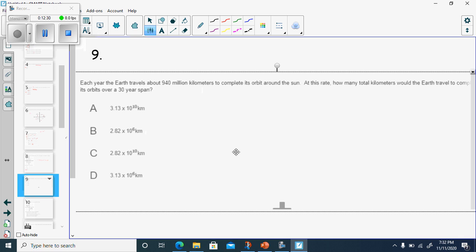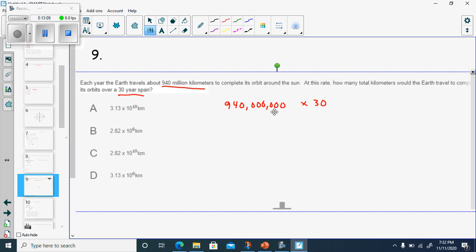Each year, the Earth travels about 940 million kilometers to complete its orbit around the sun. At this rate, how many total kilometers would the Earth travel to complete its orbit over a 30-year span? 940 million kilometers in 1 year. We want to know how many in 30. So 940 million times 30. Okay, we can do this way if we want to, or we can do it as scientific notation. Let's go ahead and do it just normally, and then we'll look at it otherwise.